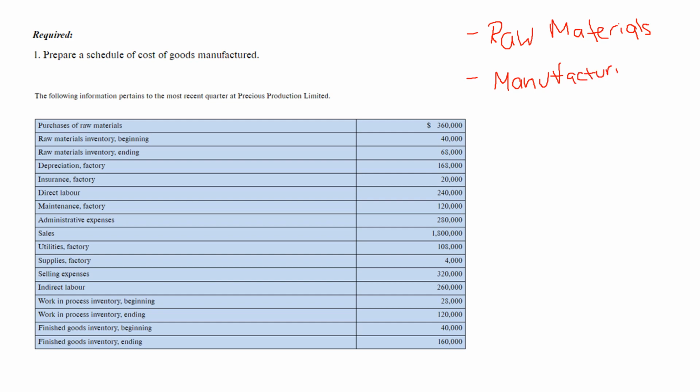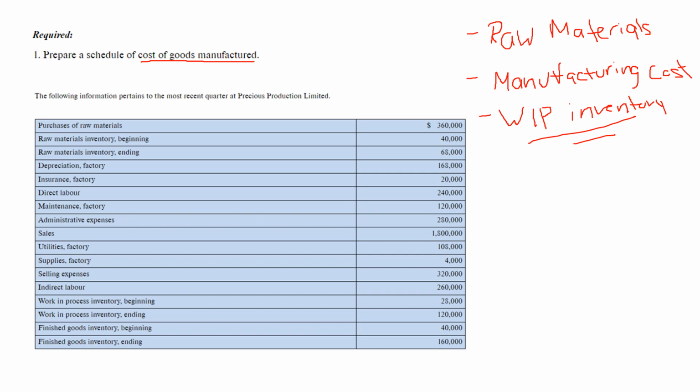Manufacturing costs. And then once we have our manufacturing costs, we can look at our work in progress inventory, and that is going to figure out our cost of goods manufactured. So it's in this schedule where we're going to get our answer to the cost of goods manufactured. So first we're going to have to move through these first three.